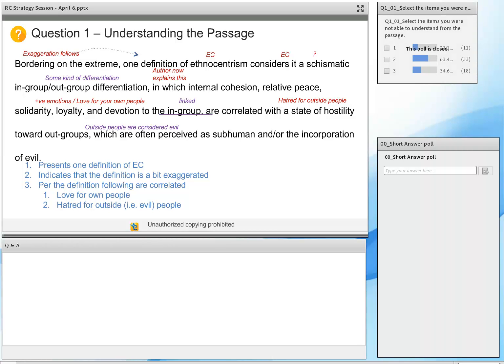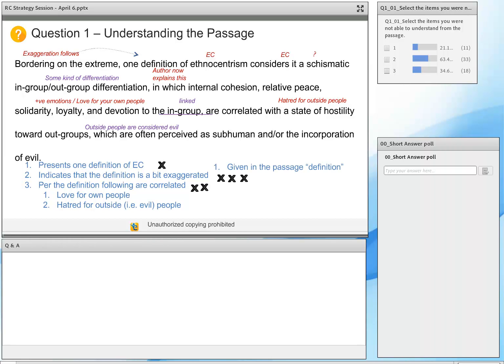Okay, so about 63% of the class was not able to get this part here, that the definition is a bit exaggerated. About 35% of the class was not able to summarize the definition here, and very few people, 20% of the class, were not able to see that it presents one definition of EC. Now, these pertain to this particular passage. However, we can easily generalize this.